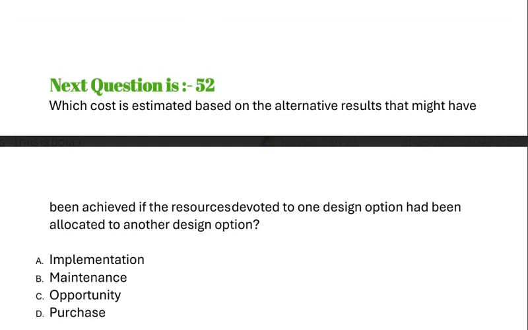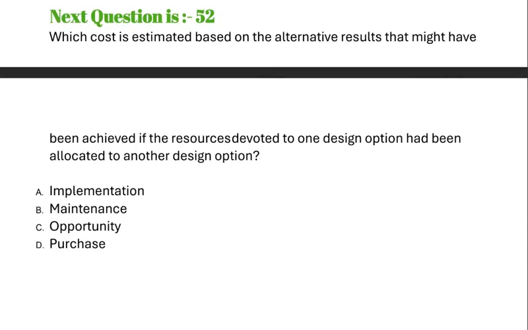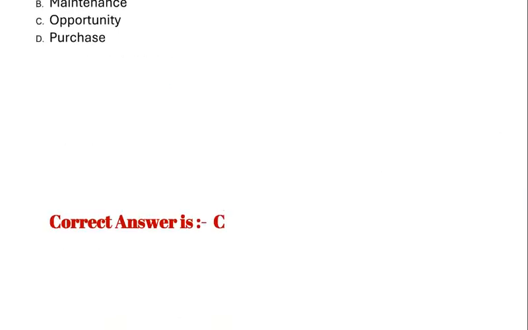Question is, which cost is estimated based on the alternative results that might have been achieved if the resources devoted to one design option had been allocated to another design option? Option A, implementation. Option B, maintenance. Option C, opportunity. Option D, purchase. Correct answer is option C.